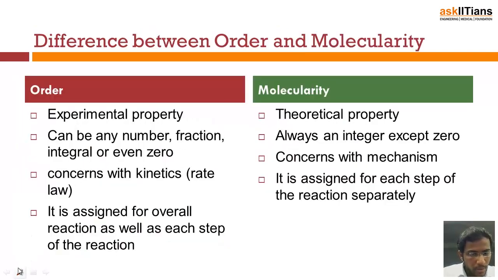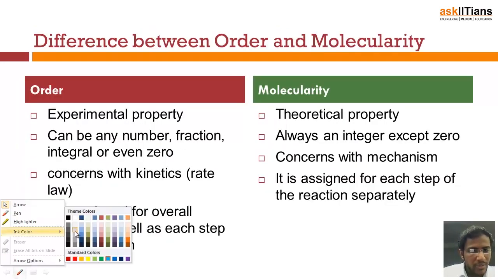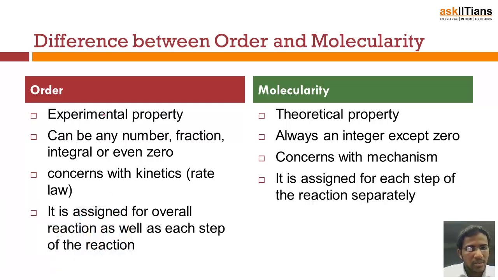Till now we learned about order and molecularity. So let's find the differences between these two. What are the differences between order and molecularity? Order is an experimental quantity, because order is determined from the rate law, which is experimentally determined. But molecularity is a theoretical property.